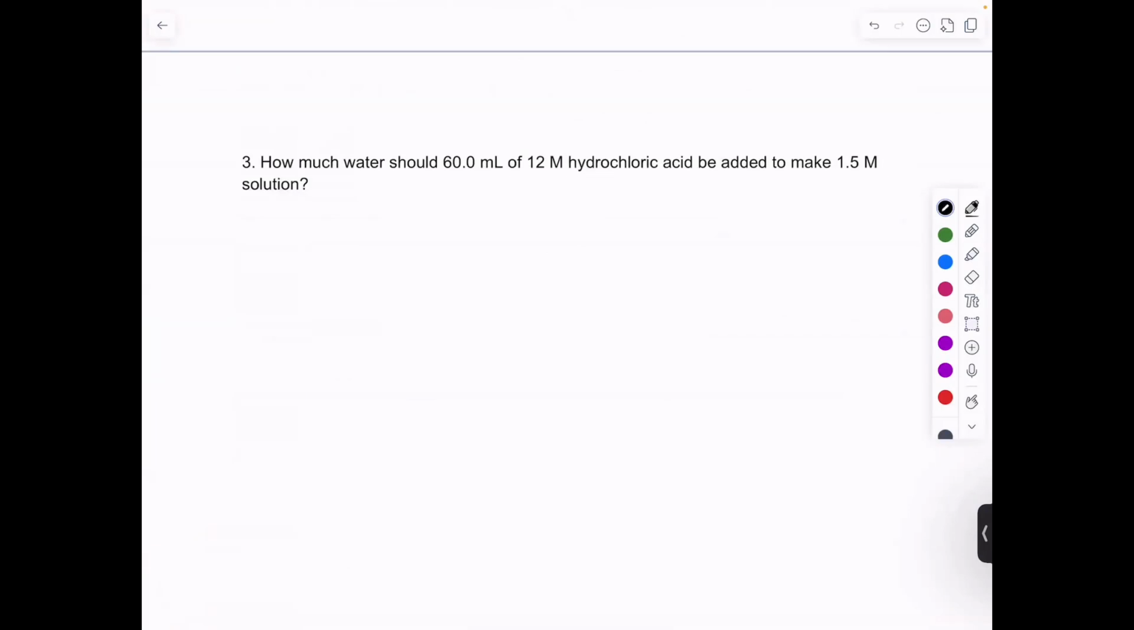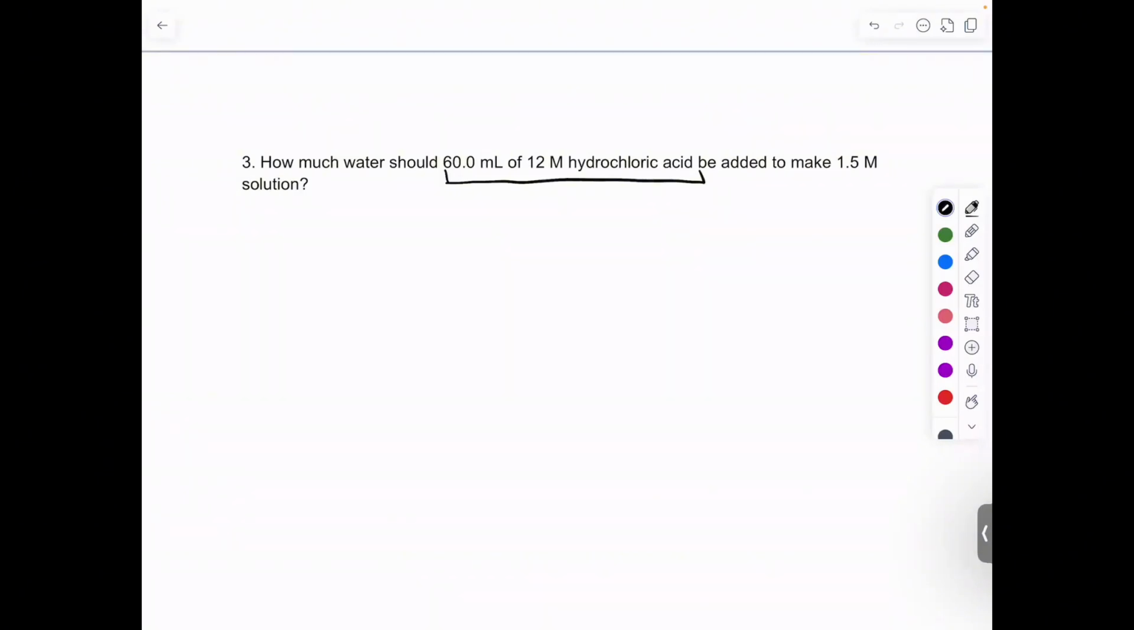If we have 60 mils of 12 molar hydrochloric acid, how much water should be added to make 1.5 molar? So this is your standard dilution, all right? When we work with stock solutions, they're usually pretty concentrated. We're going to dilute them down, especially when you're doing chemistry experiments. You don't want to be dealing with heavily concentrated caustic materials.